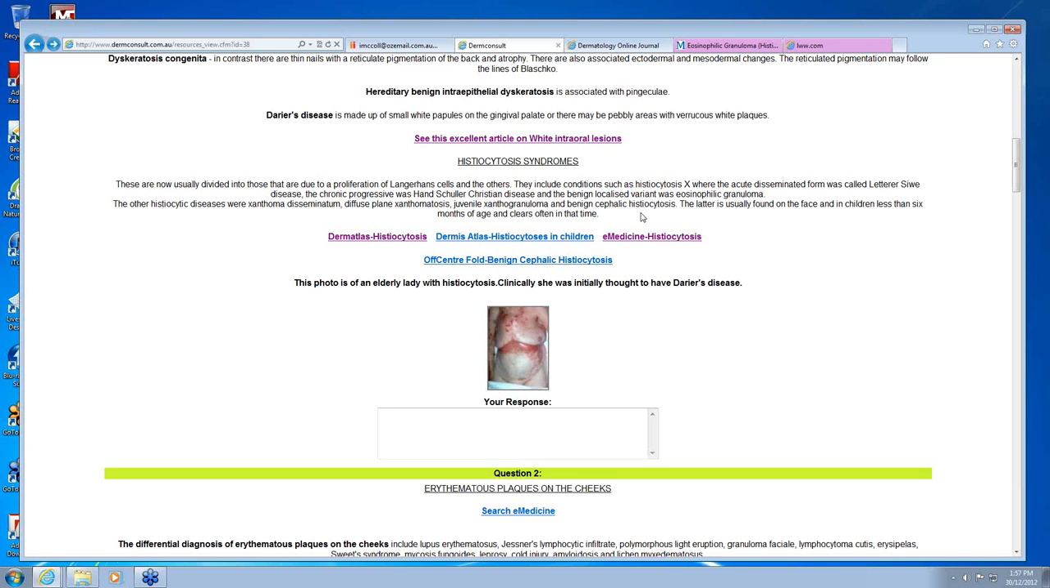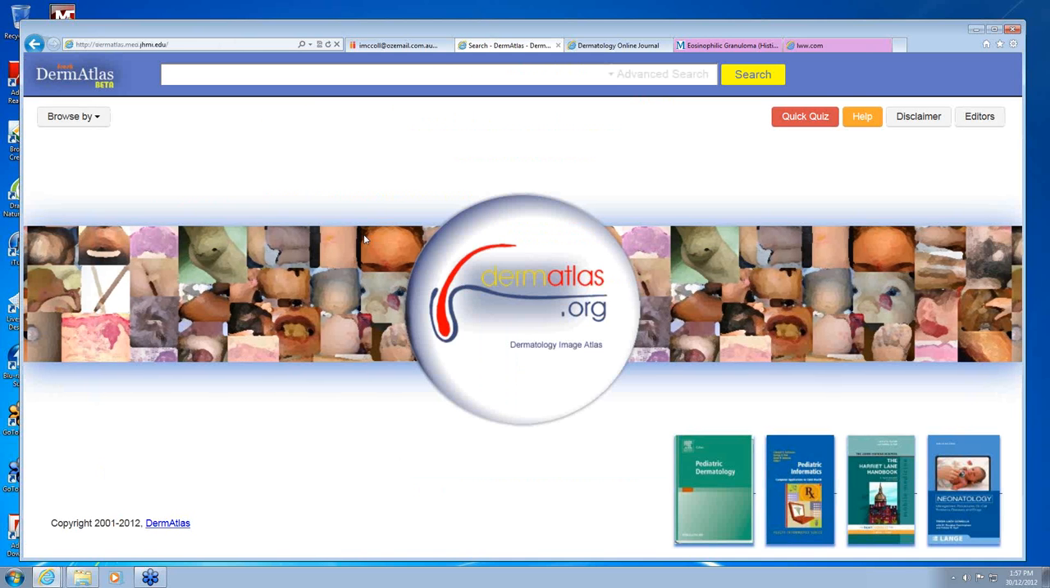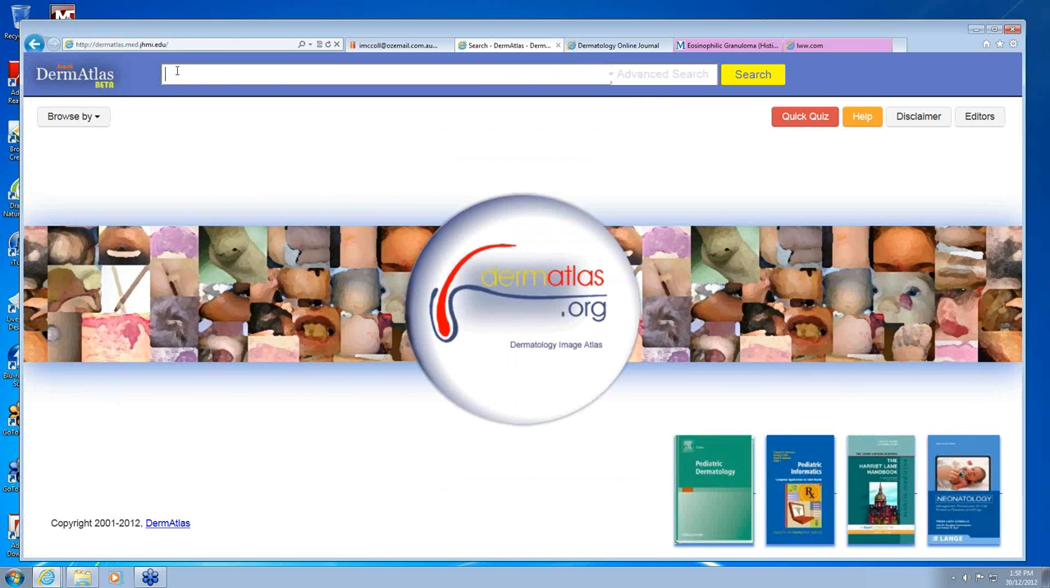These lesions generally present in children in the first couple of years of life. They are papules, sometimes slightly scaly, on the face, and they will resolve spontaneously. We've said they're most commonly seen in children less than 6 months of age, and they clear with time. So let's have a quick look at this DermAtlas one on histiocytosis.